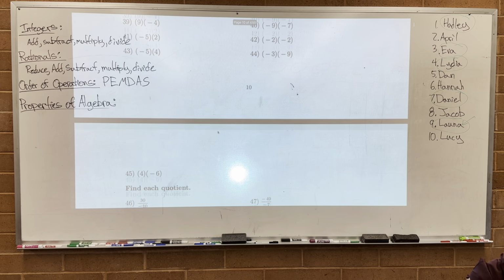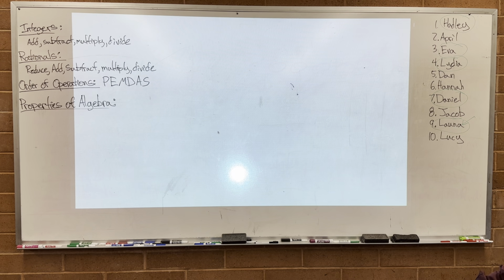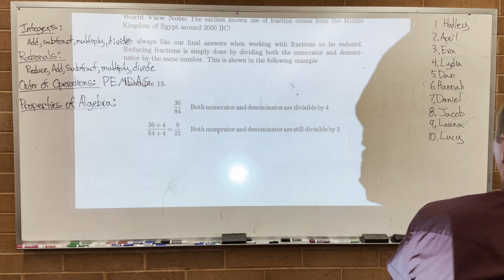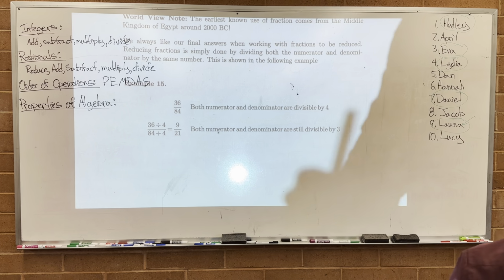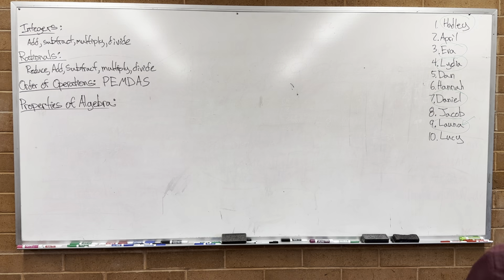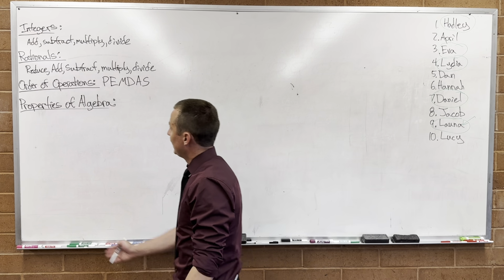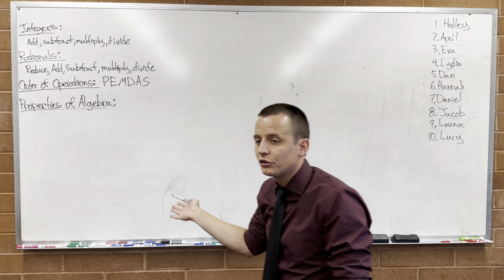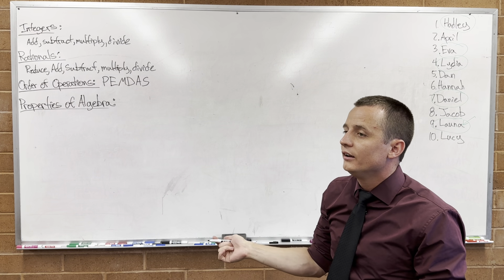Okay, so that's the first section. Not bad, right? All right, second section. Similar thing now, but with rational numbers. So the first thing we need to be comfortable with for rational numbers is reducing the rational number. What does it mean to reduce a rational number?